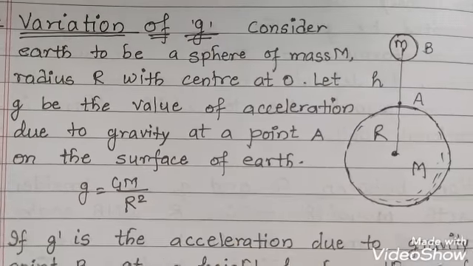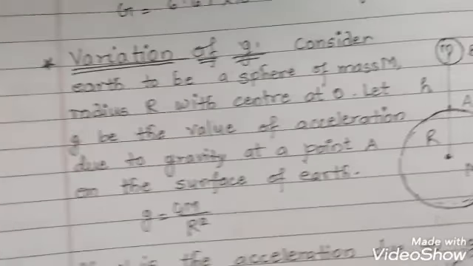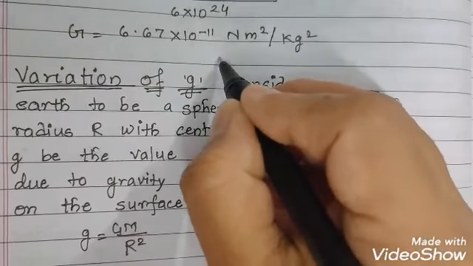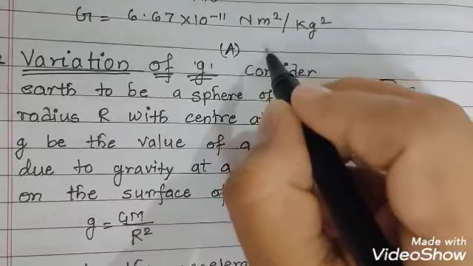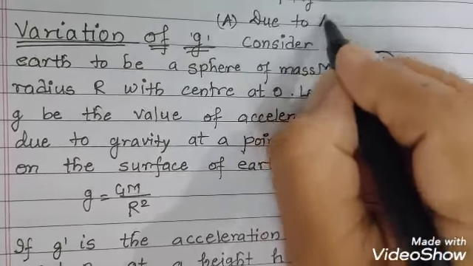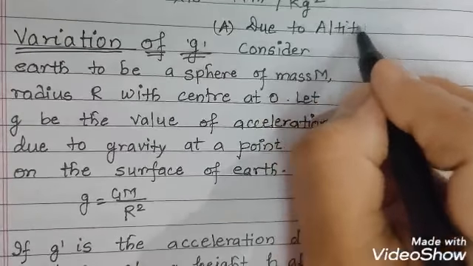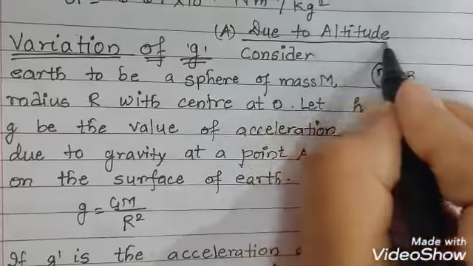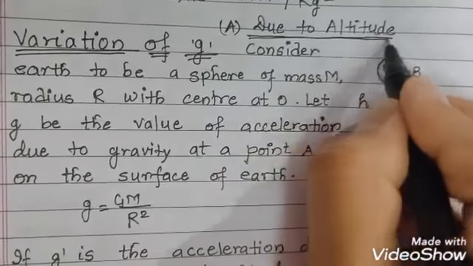Now we'll see variation of g. First of all, we'll see the variation of g with altitude. So this is the first case, due to altitude. The variation of g, acceleration due to gravity, due to altitude.